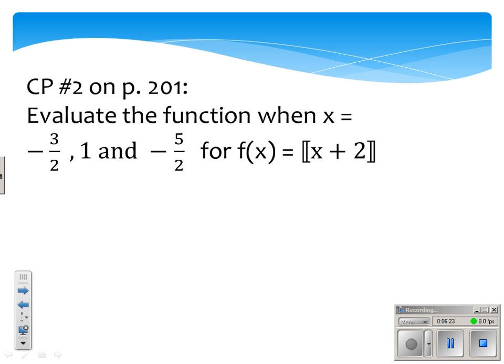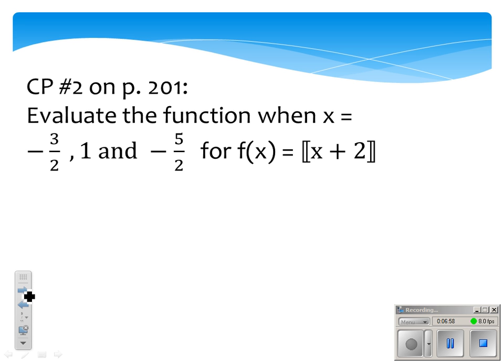Now let's take a look at another checkpoint problem. Turn back to page 201. At the bottom there, we're going to evaluate one of those piecewise or step functions just because they're probably the least familiar to us. That one said evaluate the function when x is equal to -3/2, 1, and -5/2 for the function f of x equals x plus 2 with that double bracket notation, the greatest integer less than or equal to x. Alright, so let's tackle this.